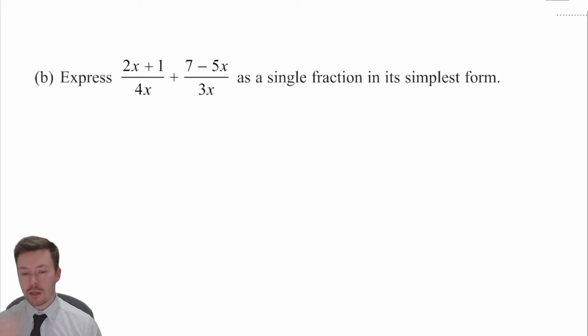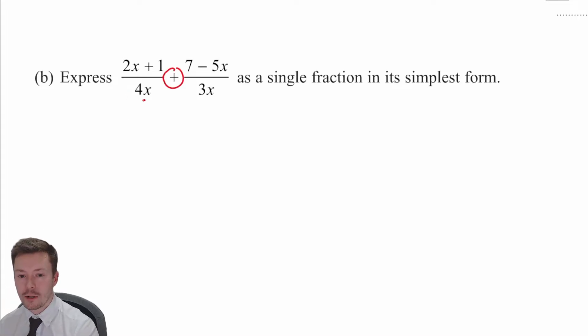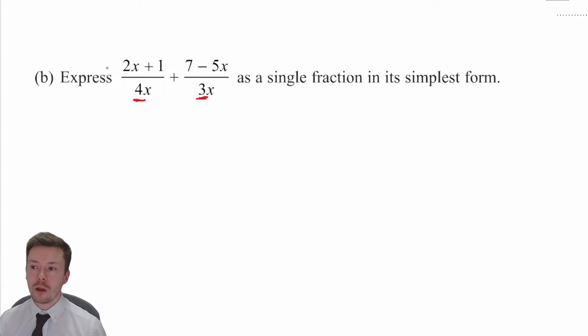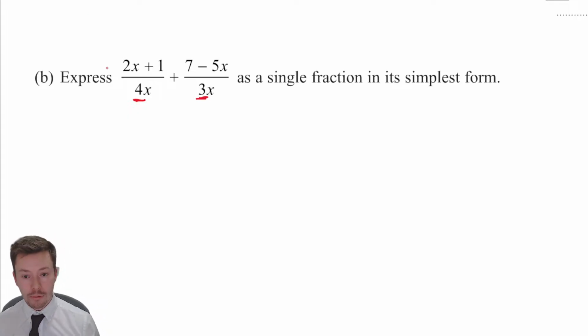I think this is pretty easy. We need to make these denominators the same before we can add. At the minute they're 4x and 3x, they've both got x in, so I just need to change it so the numbers are the same. Now, my lowest common multiple of 4 and 3 is 12, I think. 4, 8, 12. Yeah, 3 goes into 12, doesn't go into 8.